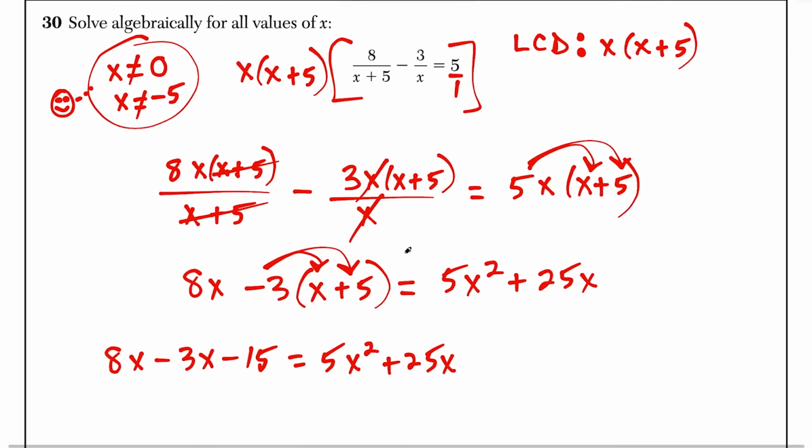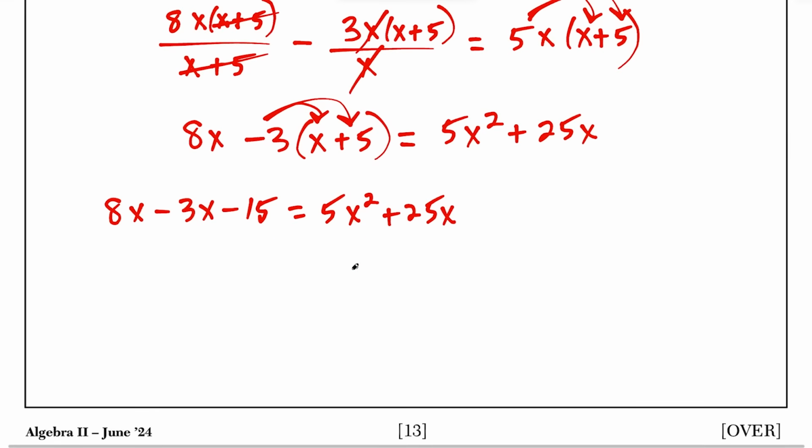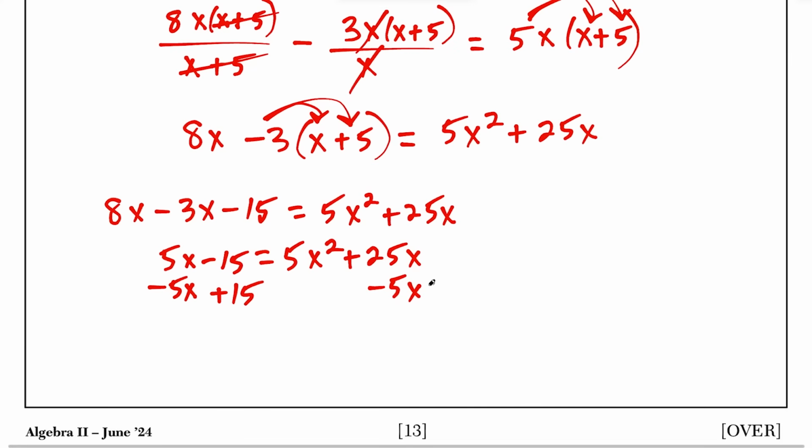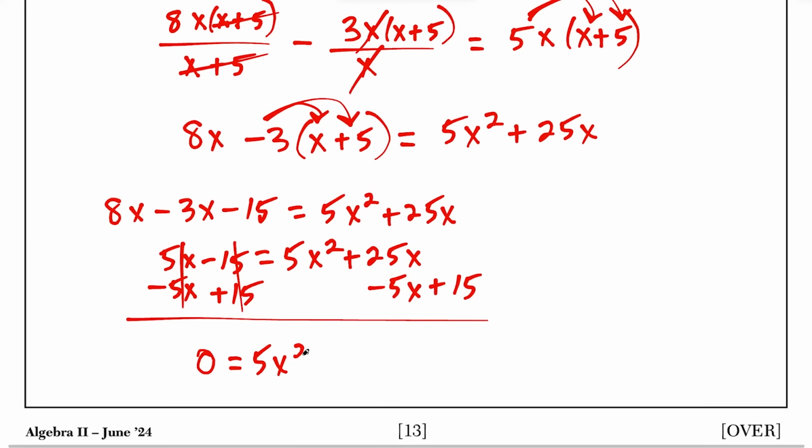So what I'm going to do is get all of the terms on one side. First I'll simplify this a bit. 8x minus 3x is 5x, so we have 5x minus 15 equals this. And I'm going to move all of the terms to the right because I already have my positive x squared term on the right. So I'm going to go minus 5x on both sides, and in one step, I'll also do plus 15 on both sides. So that's going to bring us here. These terms cancel out, and we have 0 equals 5x squared. 25x minus 5x is going to give us plus 20x. And then we have plus 15.